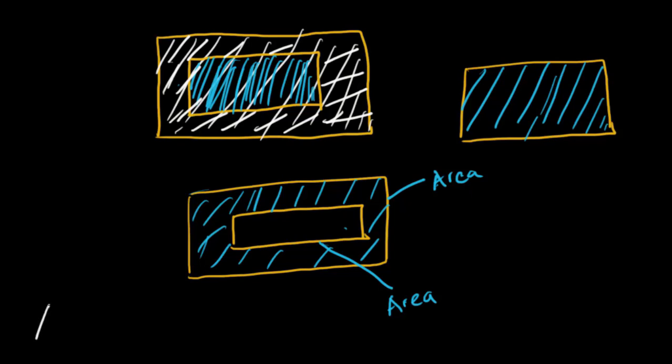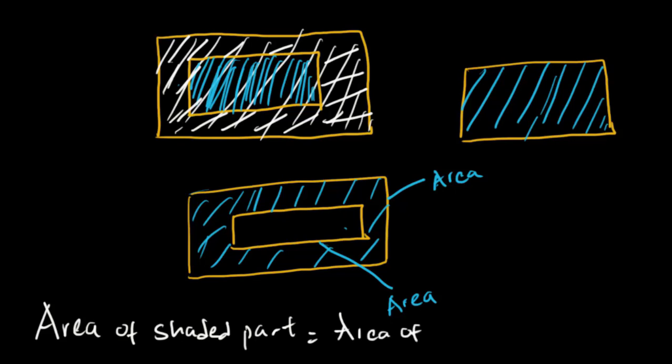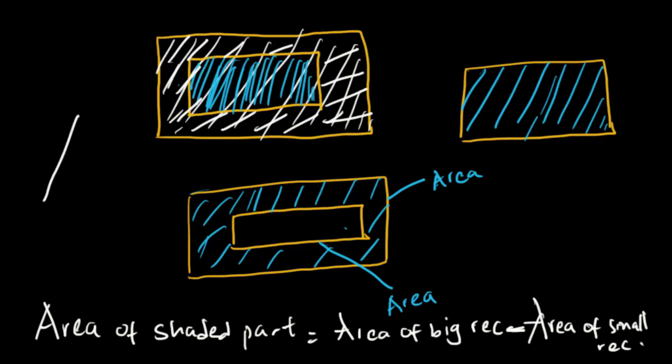Let me just write the formula here. So area of shaded part equals area of big rectangle minus area of small rectangle. Do you understand this? So that is basically it. When you have two shapes, to calculate the area of the passageway, you just do the area of the bigger one minus the area of the smaller one, in spite of what shape it is.